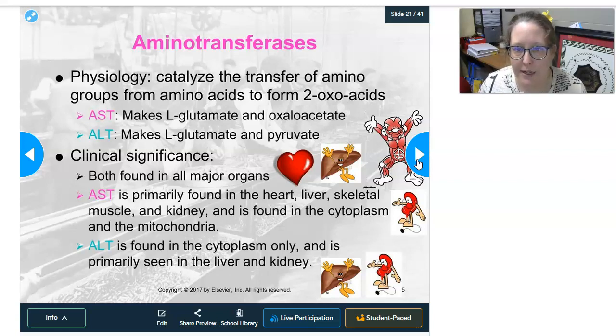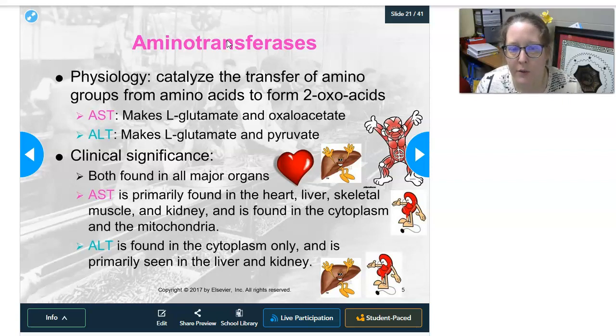They catalyze the transfer of amino groups from amino acids to form 2-oxoacids. And so that is why they're aminotransferases. They transfer amino groups, aminotransferase. So AST makes L-glutamate and oxaloacetate, and ALT makes L-glutamate and pyruvate.